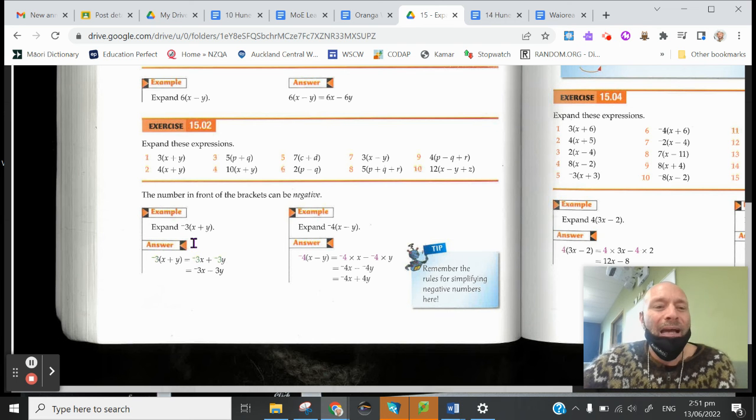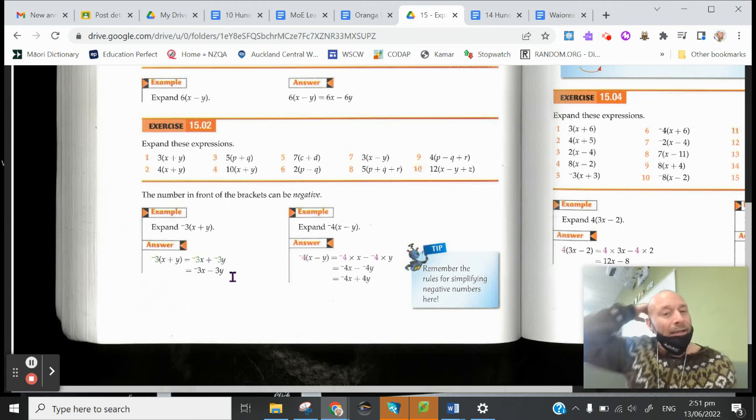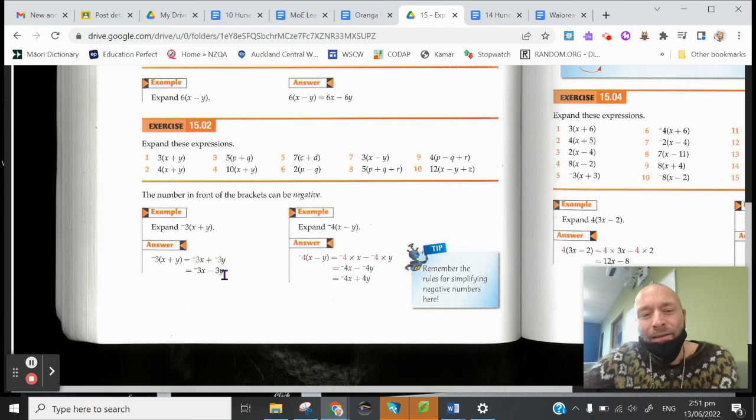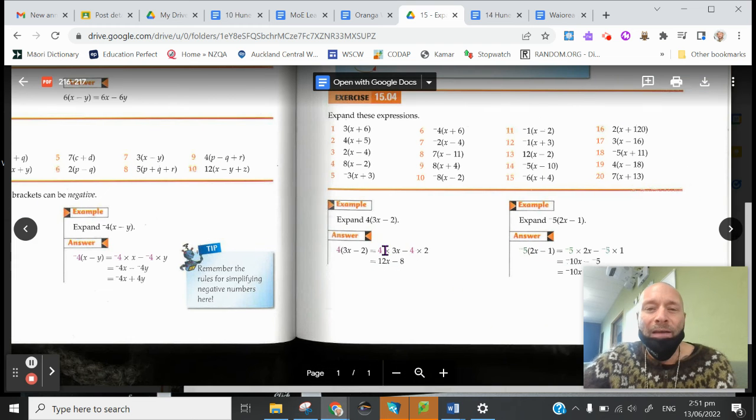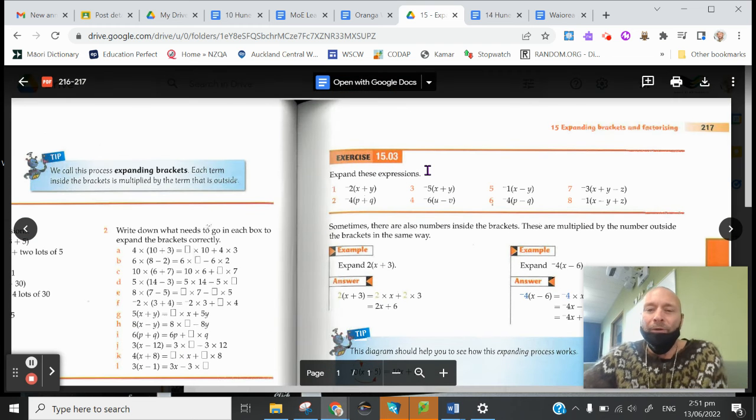So negative 3 times x, negative 3x. Negative 3 times y, plus negative 3y. And saying plus a negative, you can just say minus. So negative 3x plus negative 3y is going to be the same thing as negative 3x minus 3y. All right, now you're going to be ready for exercises 1503.